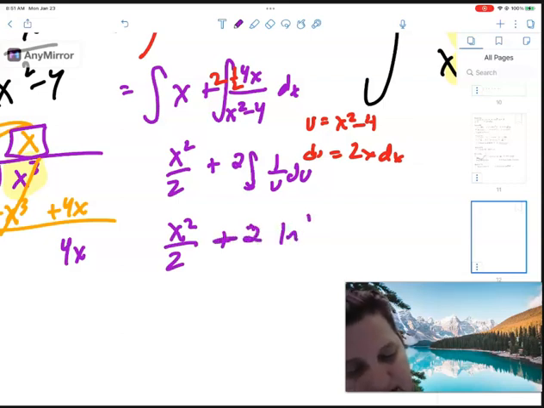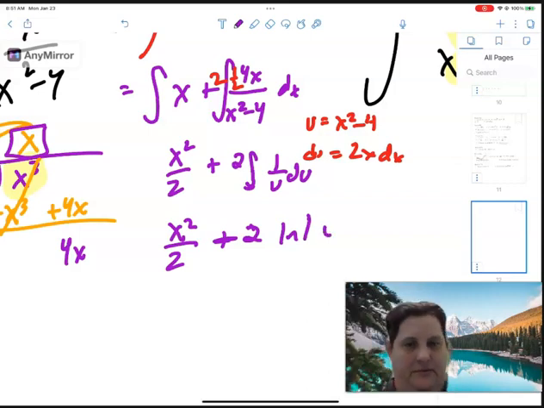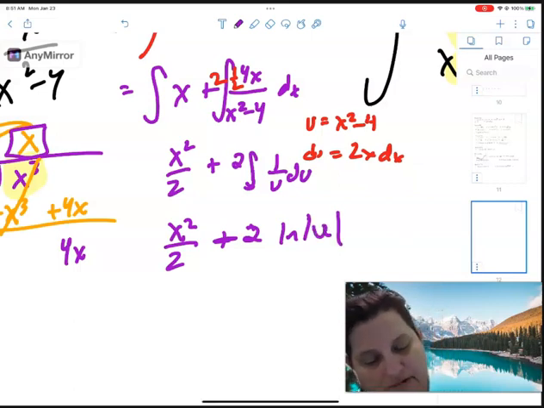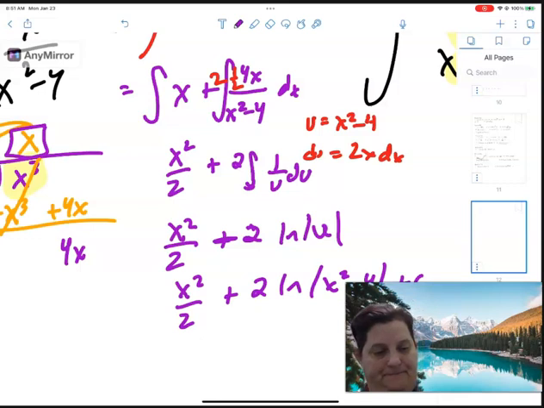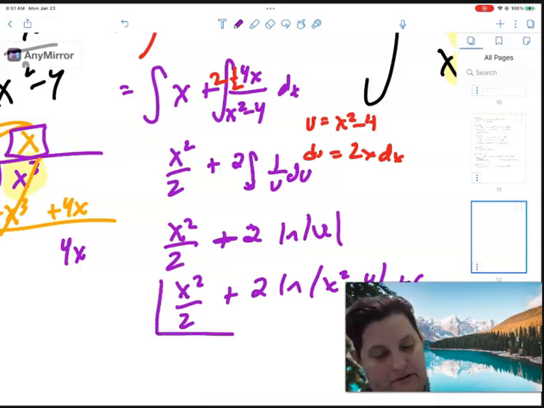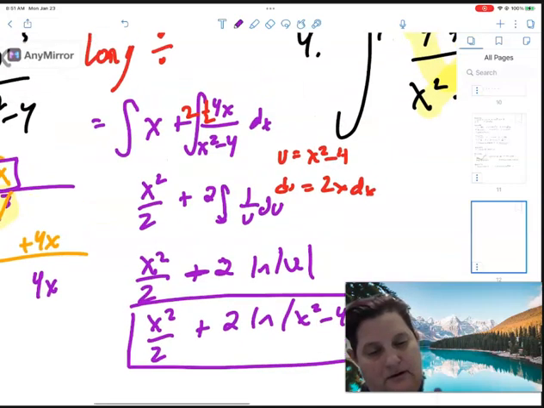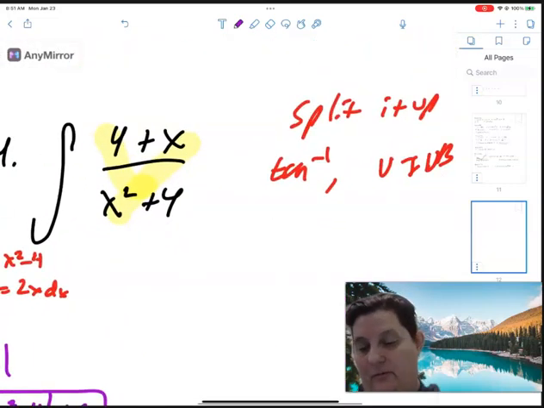Which is ln u. But of course, we got to get everything back into x. So it's 2 ln of x squared minus 4, plus c. Okay, perfect. All right, and then let's go ahead and look at number 4.